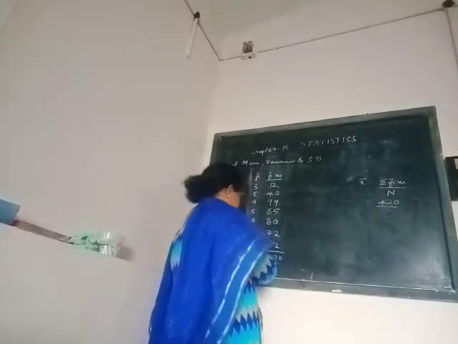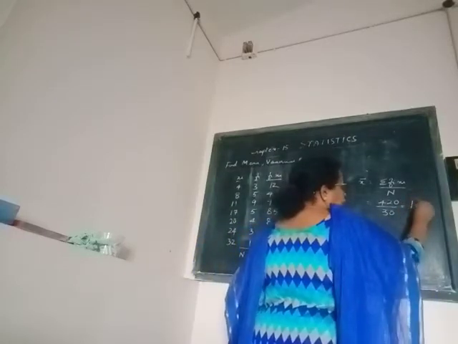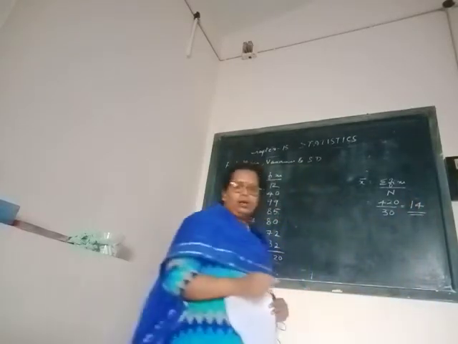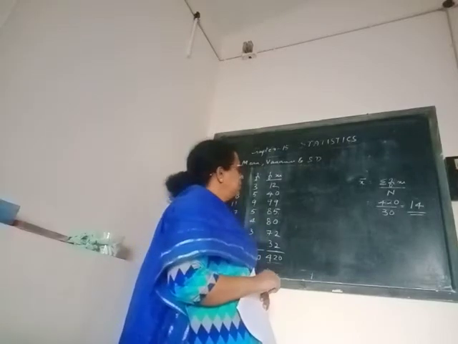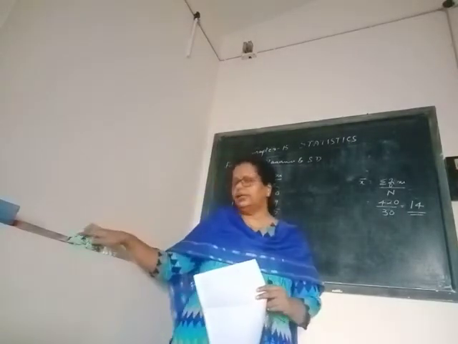420 divided by what is n? 30. So 420 divided by 30. So you will get the answer 14. So we got mean 14. So write mean is 14.